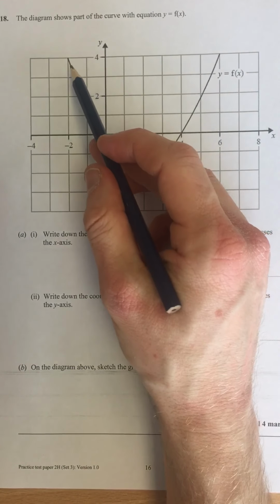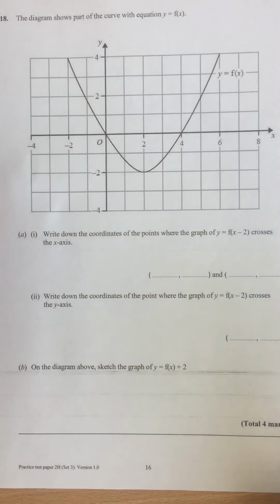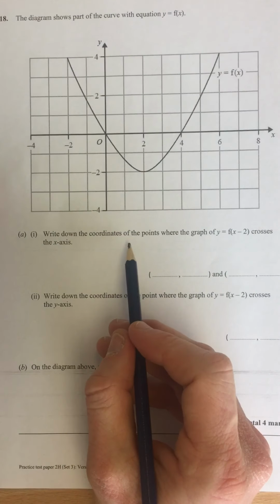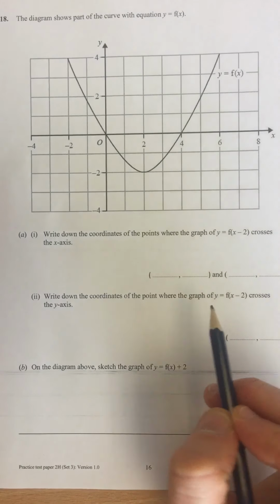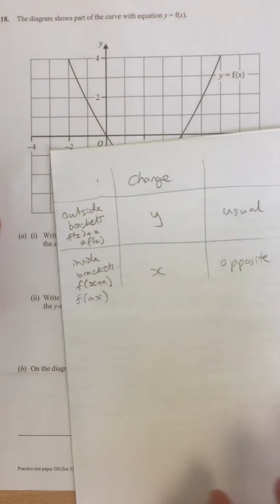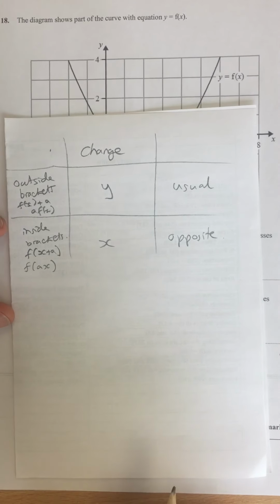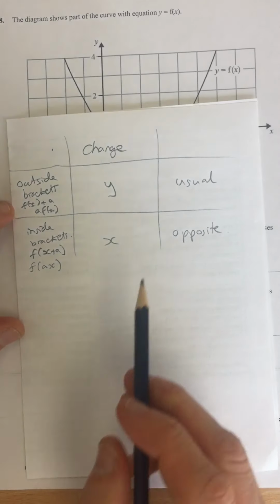We've got the equation y equals f of x marked onto this graph. We need to write down the coordinates of the point where the graph of y equals f of x plus 2 crosses the x-axis. So remember, a little thing to be on the lookout for with these sorts of questions, the transformations of graph questions.